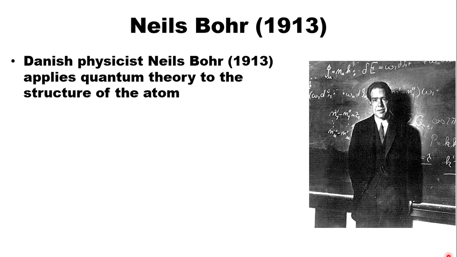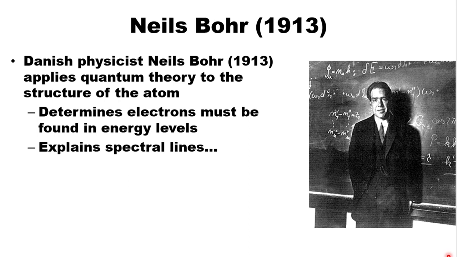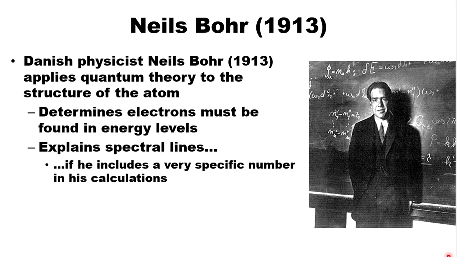Finally, the quantum hypothesis really became quantum theory in 1913 when Danish physicist Niels Bohr applied quantum theory to another apparently unrelated problem, and that was the structure of the atom. What if the energy that electrons have in orbit around nuclei is actually quantized? What he ended up finding was that this showed that electrons must be found in energy levels, and it explained the existence and the location of spectral lines, at least for hydrogen, if, you probably see this coming, he included a very specific number in his calculations, and that was, once again, Planck's constant. So now the same number and the same idea show up in three different phenomena, and scientists have to accept that this is telling us something real about energy.